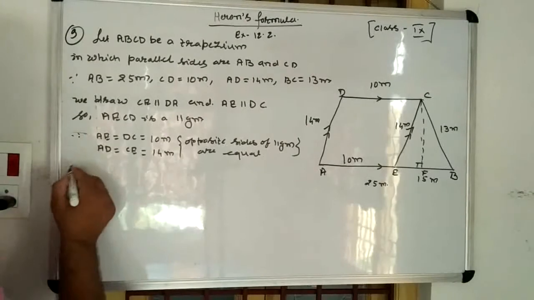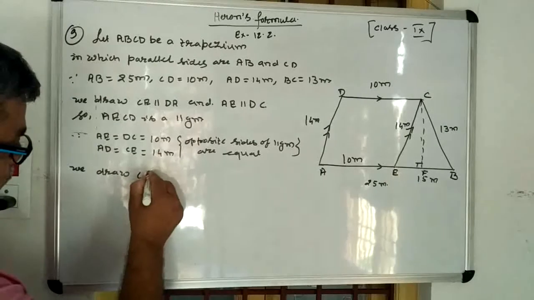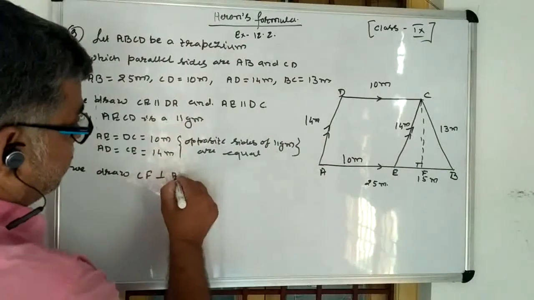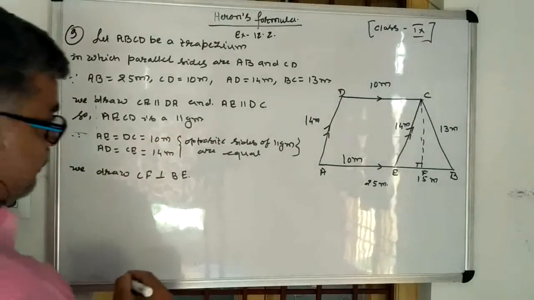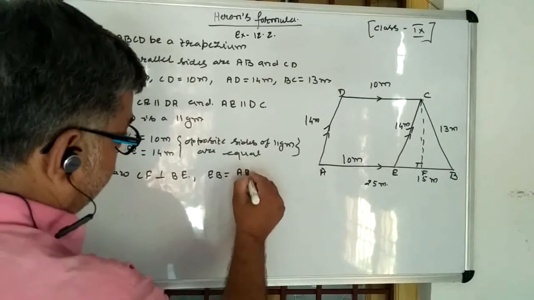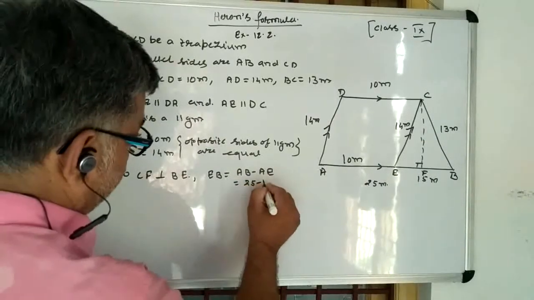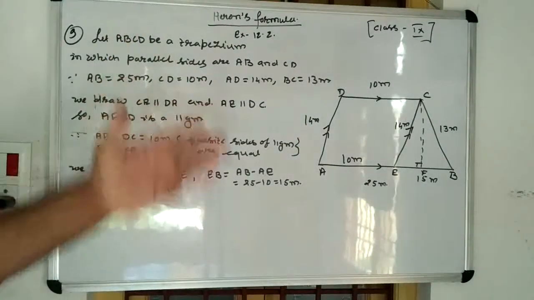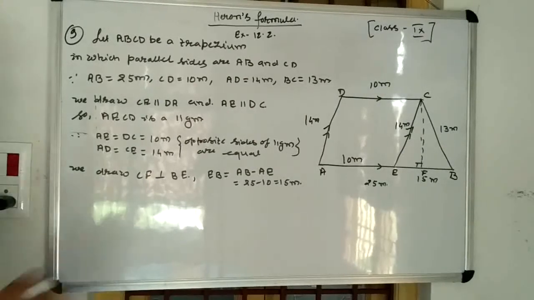And one more thing, we draw CF perpendicular on BE. So EB equals AB minus AE, which is 25 minus 10 equals 15 meter. Now you calculate the area of triangle BCE by using Heron's formula.